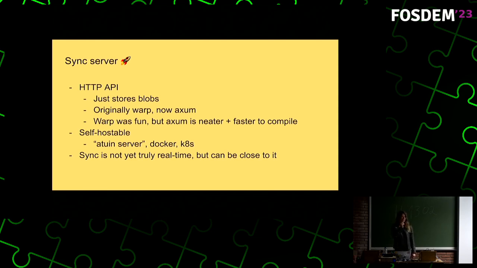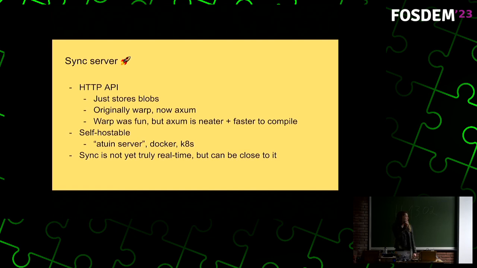It was originally written with Warp, which I found to be very fun, a kind of nice mental exercise, I guess. We ended up rewriting it with Axum because while Warp was fun, it was difficult for contributors to figure out how to use, and it also contributed pretty massively to a high compile time. Axum has just solved the problems there.